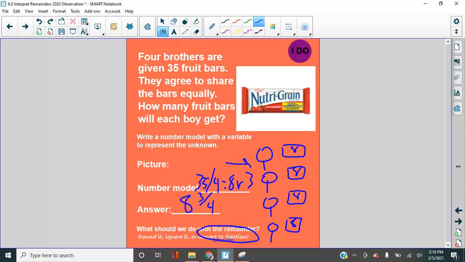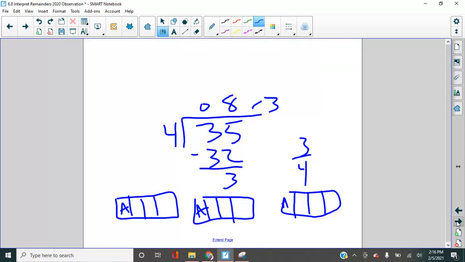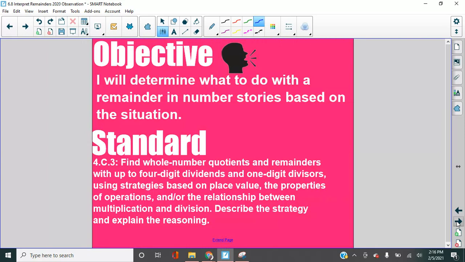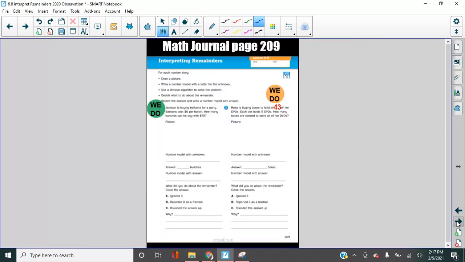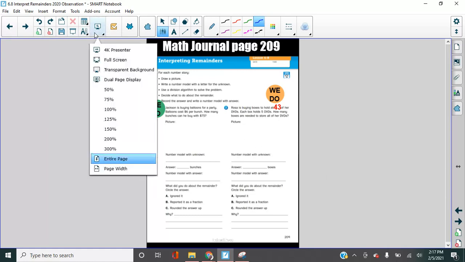Now, I want to do one in your math journal, okay? Because we haven't seen one of the problems where we round it up yet. I want to show you one. So this will be a little bit longer, but you'll get a free answer here. Our objective, right? We're figuring out what to do with a remainder. Go ahead and open up to Math Journal page 206. And we're going to do number 2.